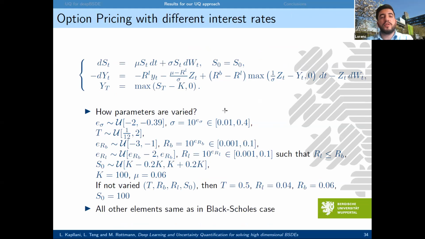Moreover, we also consider option pricing with different interest rates, where we don't have the analytical solution. And just to go a little faster here, for some parameters the perturbation is the same. The only difference is that here we don't have one interest rate, but two different interest rates, RB and RL. We vary these by sampling uniformly, such that this condition holds, RL less than or equal to RB, because this is an arbitrage condition. And then all other elements are the same as in the Black-Scholes case.